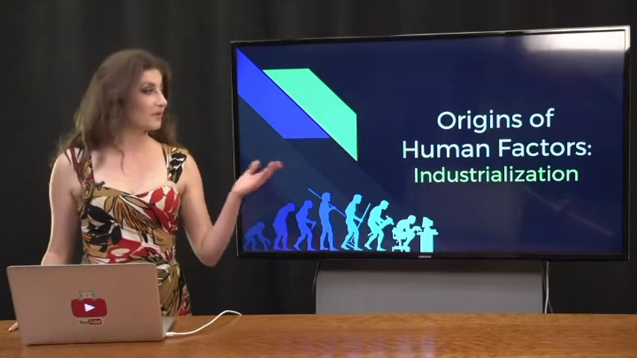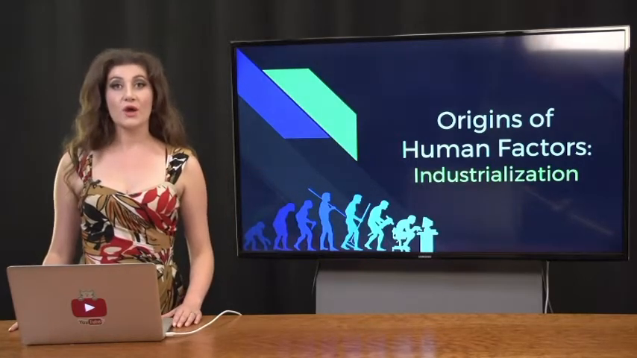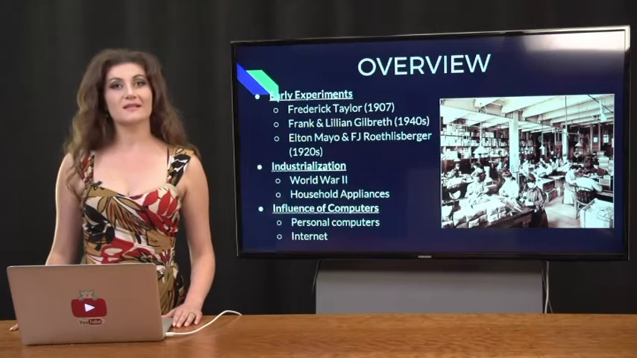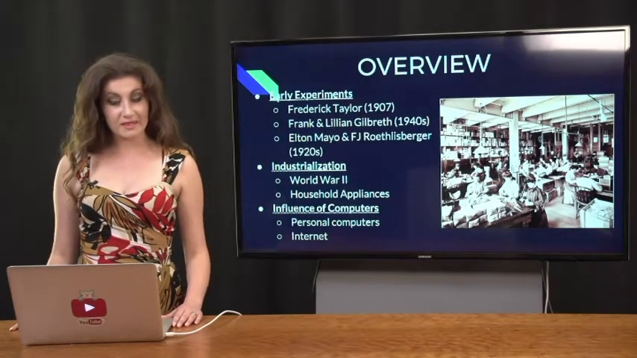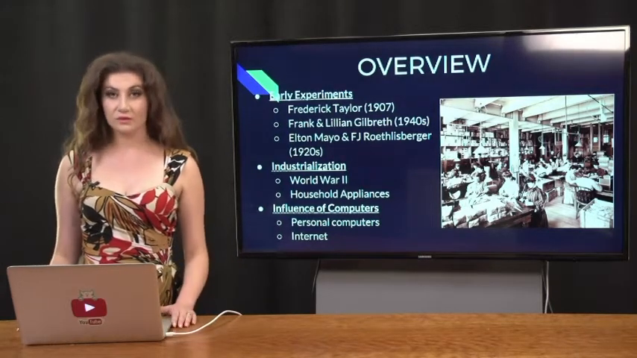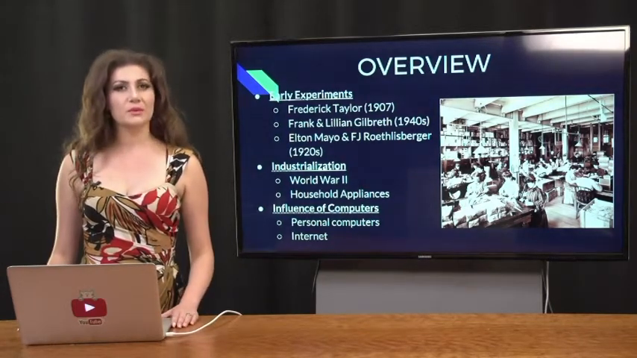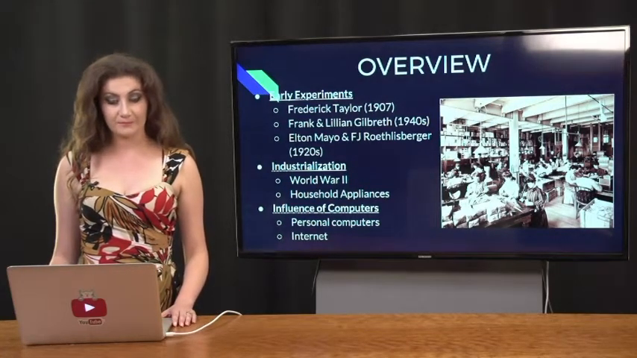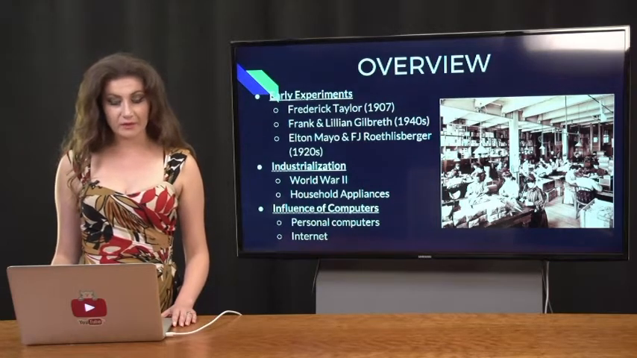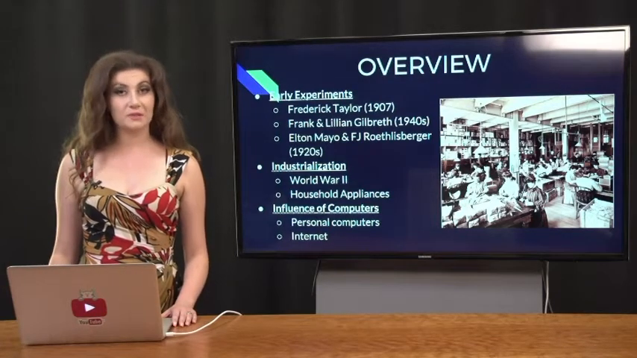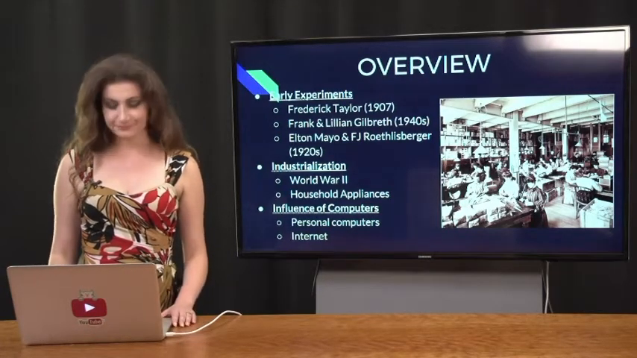On today's episode, we're going to be discussing the origins of human factors, more specifically, industrialization and the effects of the Industrial Revolution on technology. We're going to begin by discussing some of the early experiments of human factors. After that, we're going to see how those advances were taken into effect in World War II, and then following World War II, how the development of household appliances actually affected the use of technology in homes. And we're going to finish talking about the influence of computers as well as the introduction of the internet and the World Wide Web on how we use technology today.